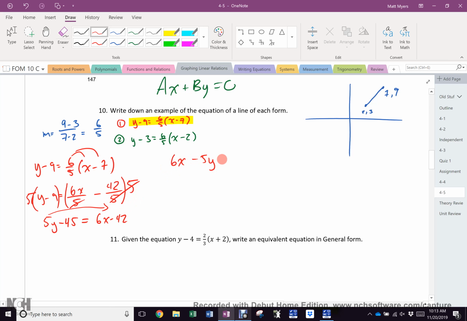Negative 5y. If it's standard form, the constants must be together, yes? So where's that constant going? What is that going to give me? Negative 3. There's general form. Standard form. How do I make that general form? 6x minus 5y plus 3 equals what? 0.